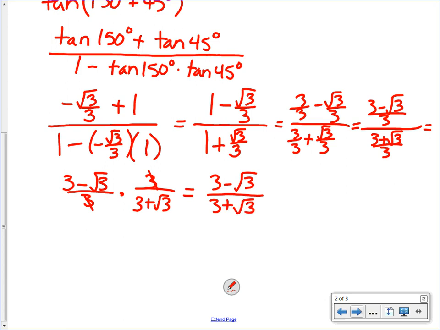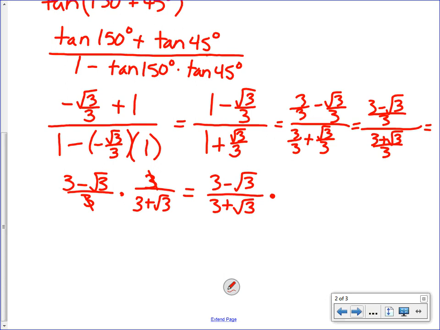Okay, now, you know we don't like radicals in the denominator. To get rid of radicals in the denominator, in this case, when you're adding or subtracting, you have to do what's called multiply by the conjugate. The conjugate is where you just flip the sign.